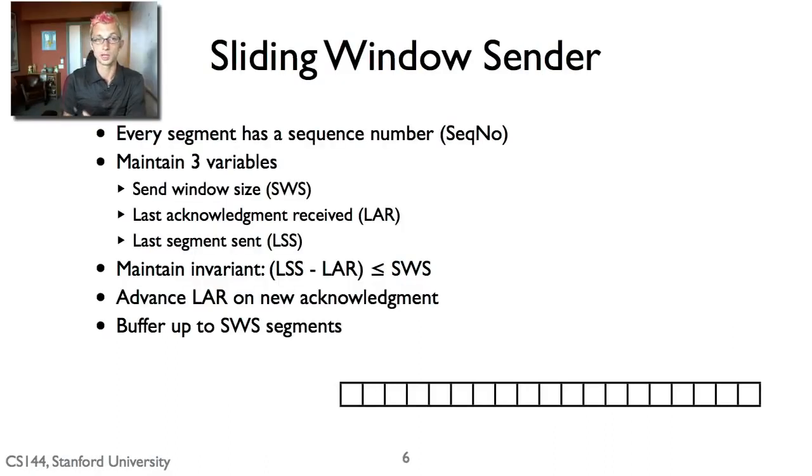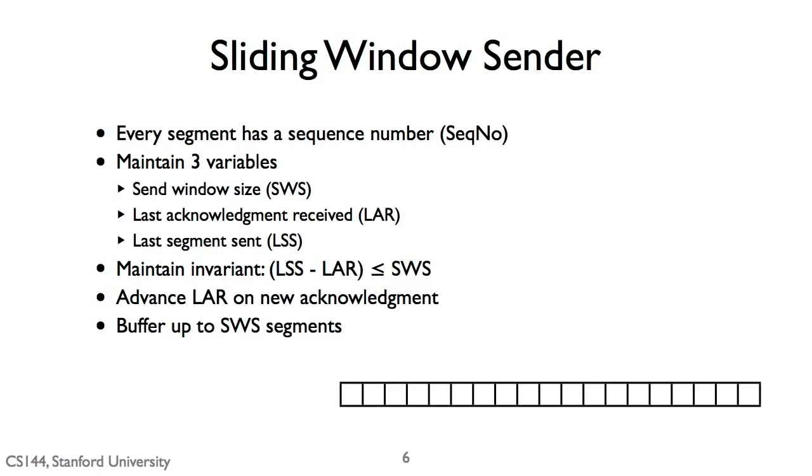So let's look more concretely at what this algorithm looks like for both the sender and the receiver, just as we did for stop and wait. So a sliding window sender: first, in a sliding window protocol, every segment has a sequence number. In protocols like TCP, this is usually done in terms of bytes because they can be variable size. For simplicity's sake, we'll just do it in terms of packet numbers. So there's a sequence number for every segment.